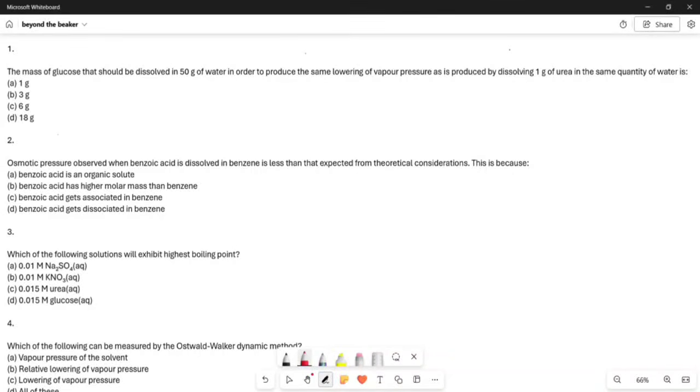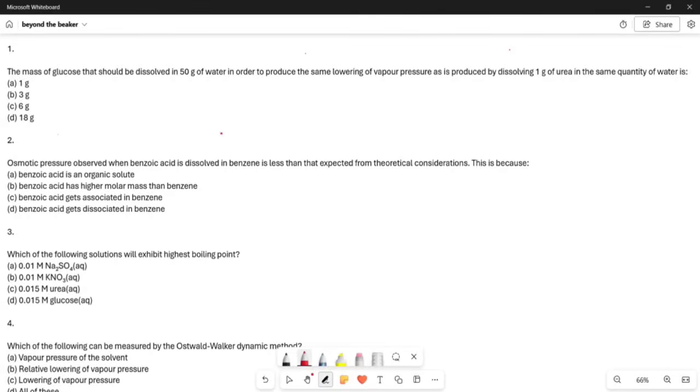Revision of previous year's questions from 2006 to 2025 lesson wise. Lesson, that is solutions. So first question, it is from previous year 2006. We will start from question number 1. See, first you have to read the question carefully.